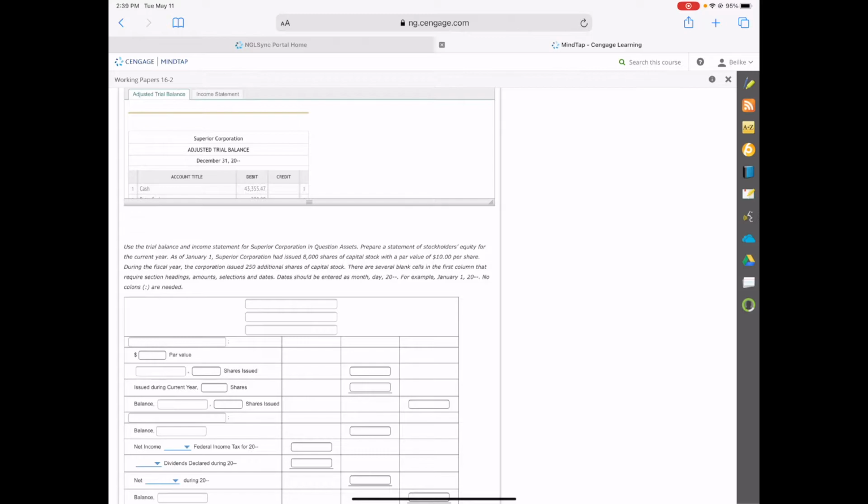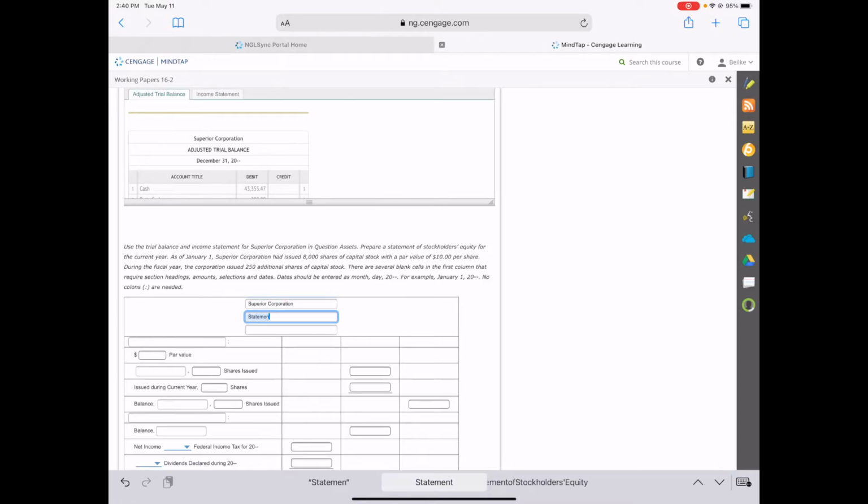As of January 1st, Superior Corporation issued 8,000 shares of stock with a par value of $10 per share. During the fiscal period, the corporation issued 250 additional shares of capital stock. All right, so the first line we're going to do is the name of the business. Superior Corporation, and we are preparing a statement of stockholders' equity. And it is for a fiscal period, so it's for the year ended December 31st.